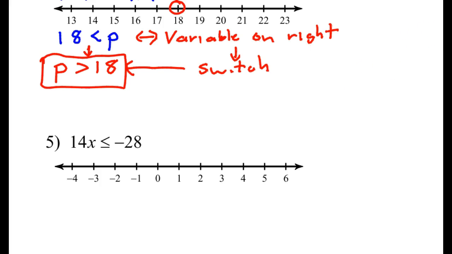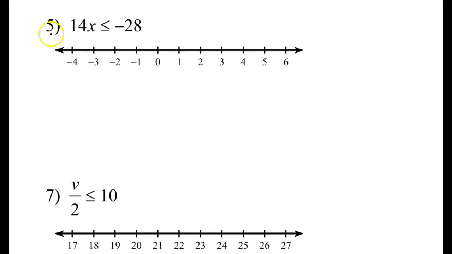Let's keep going. Number 5, we've got 14 times n is less than or equal to negative 28. All right, so we know this. If it's multiplication, go ahead and divide.